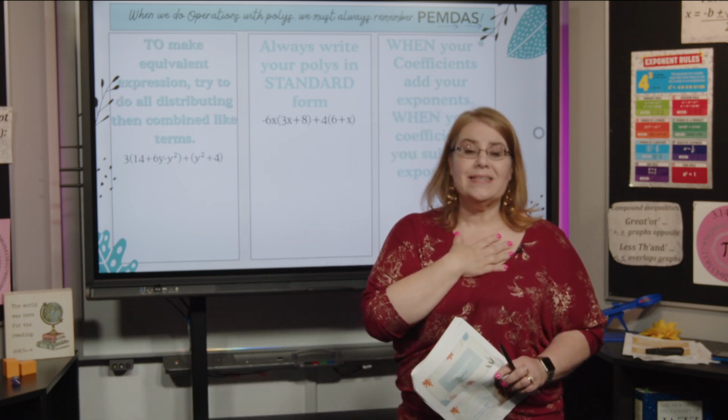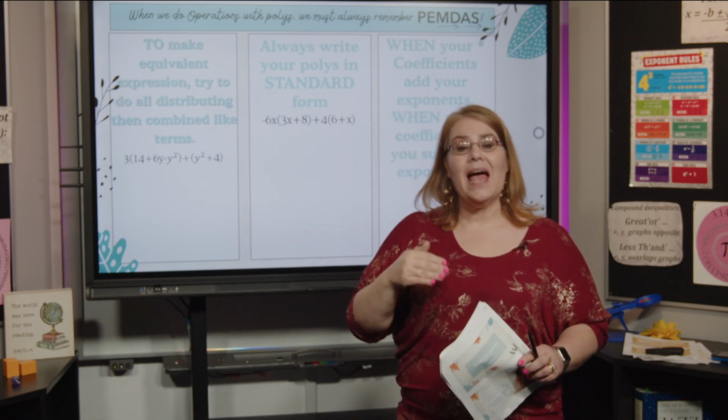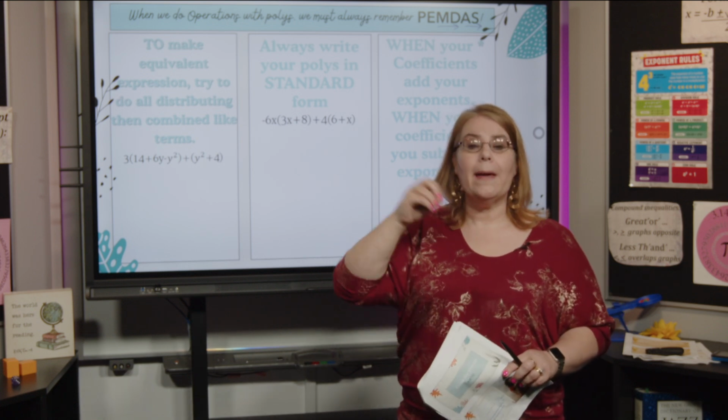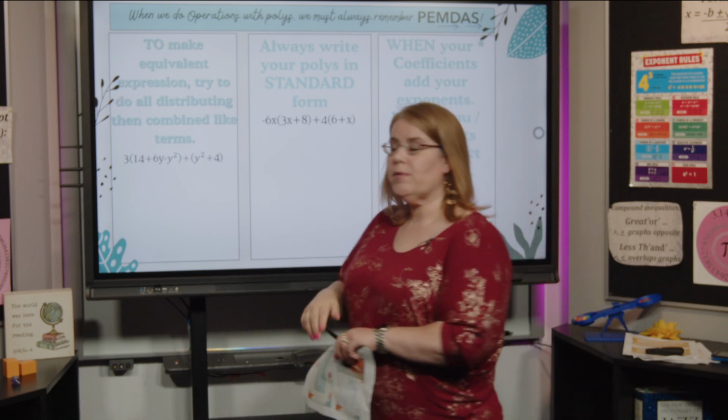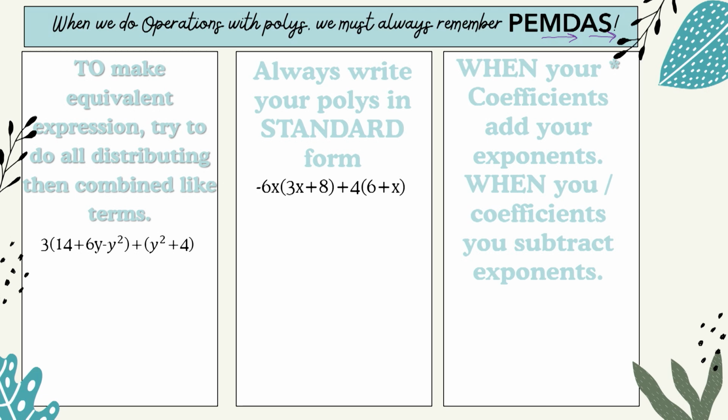So what I do is I draw my arrows. That's how I can remember what I'm multiplying to. So let me show you what I'm doing. I'm going to distribute this 3 to this 14, to this 6y, and to this -y squared. So then here I am with my multiplication.